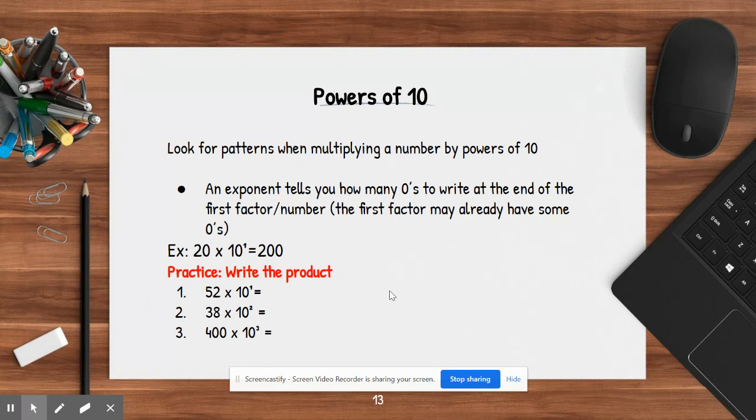Now the last one was a little bit different. Because the number in the front actually had some zeros with it, didn't it? So you could have solved this a couple of different ways. One of the ways that you could have solved it, so I'm going to write this out, 400 times 10 to the 3rd power. Allie worked on this one.